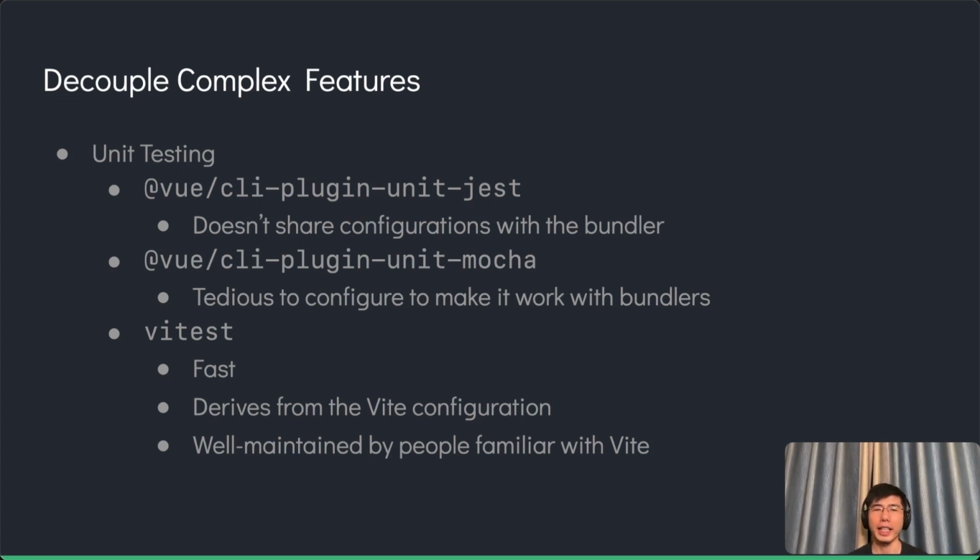Luckily, we now have Vitest, which is a Vite-based unit testing tool, so it's faster by default, and the configuration of Vitest is derived from the Vite configuration. So the users run all the code in a similar environment. And most importantly, it is well maintained by people who are familiar with Vite. So it's easier to upgrade to new Vite versions. And it is also part of the Vite ecosystem CI.